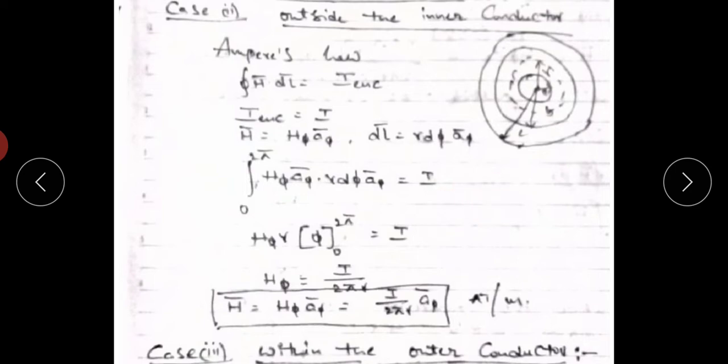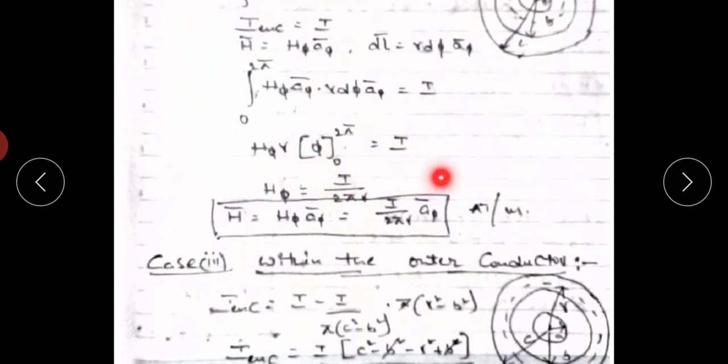So H_φ × R ∫dφ from 0 to 2π equals I, so H_φ equals I by 2πR. H bar equals H_φ into a_φ bar, equals I by 2πR into a_φ bar. Units: ampere turns per meter. So this is the magnetic field intensity expression outside the inner conductor.